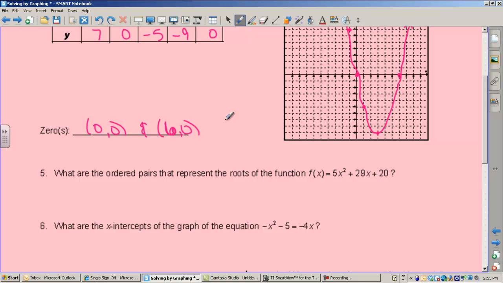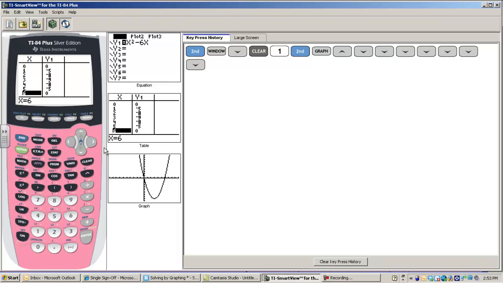And so this is where you really need to write down the steps, because if you don't have a calculator sitting in front of you, you're going to want these steps. It makes your life so easy. So here's our equation, 5x squared plus 29x plus 20. So we're going to go to our calculator. We're going to go to y equals.